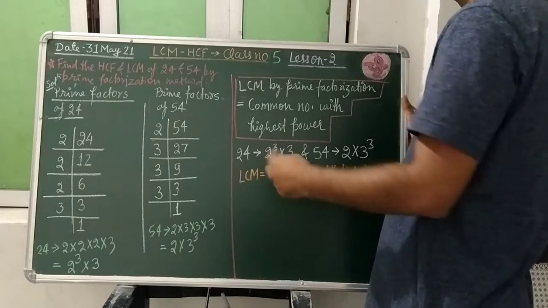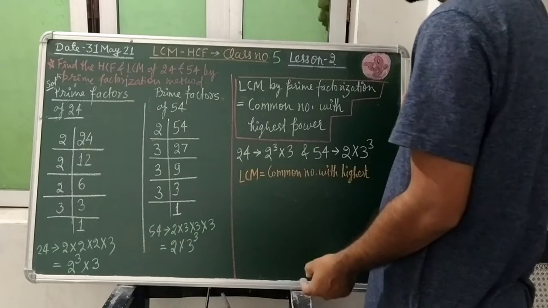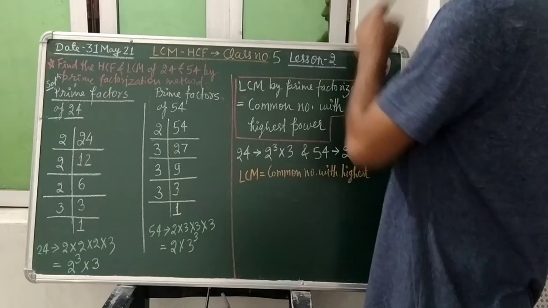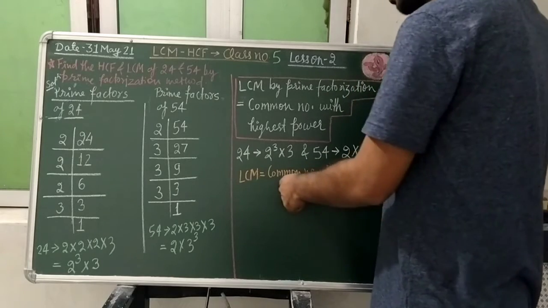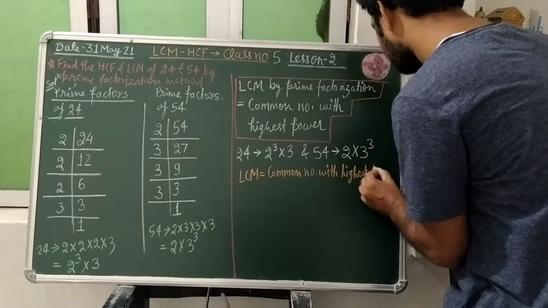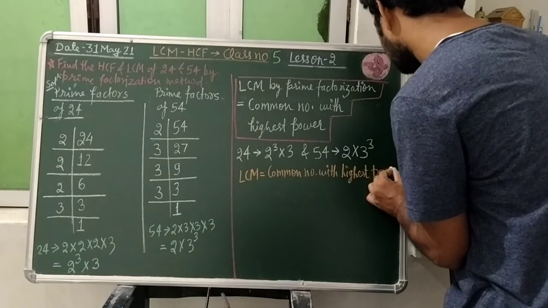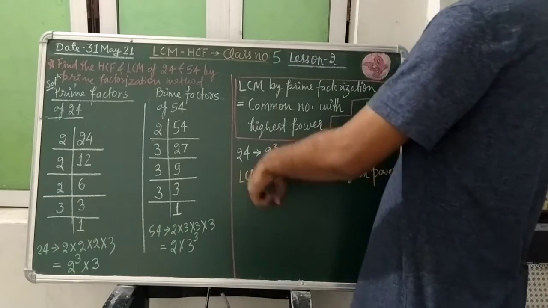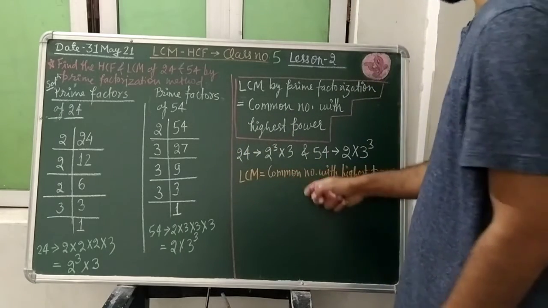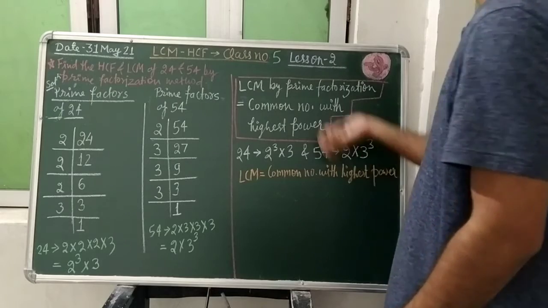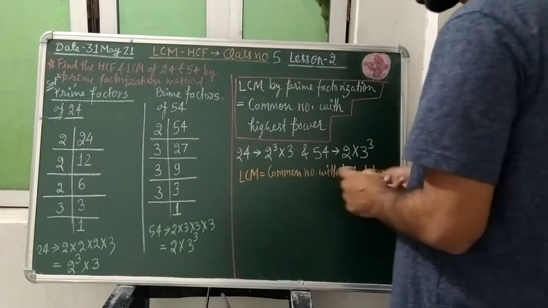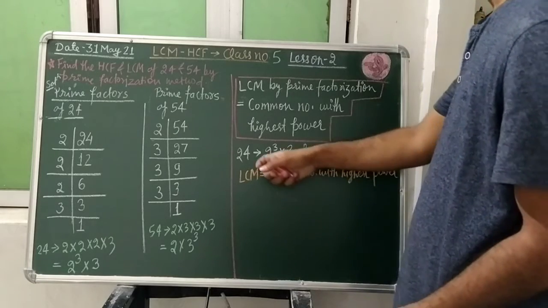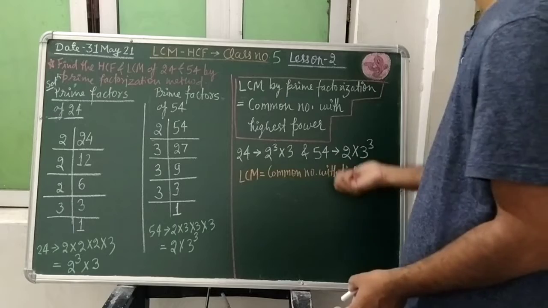For LCM we want to know the least common multiple. So for the least common multiple, in the prime factorization method, we shall take the common number with highest power. Okay students? For LCM, least common multiple, we will apply the rule common number with highest power after finding out the prime factors of the numbers. So for the LCM of 24 and 54, what are the common numbers with highest power?